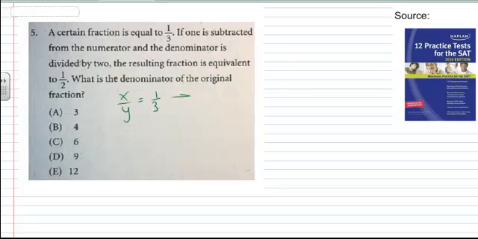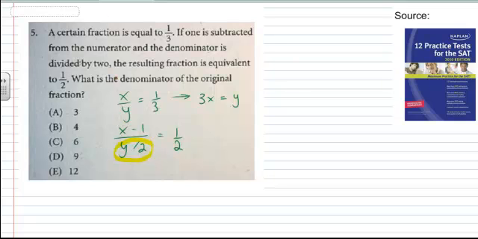To get rid of the fractions, we can cross multiply. 3x equals 1 times y, which is y. For the next sentence, if we take that same fraction x over y, we subtract 1 from the numerator, and we divide the denominator by 2, that new fraction is equal to 1/2. Here, it's important to be very comfortable with the idea of a fraction within a fraction.